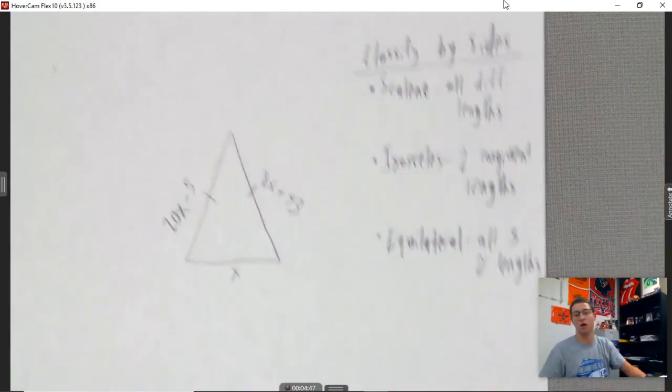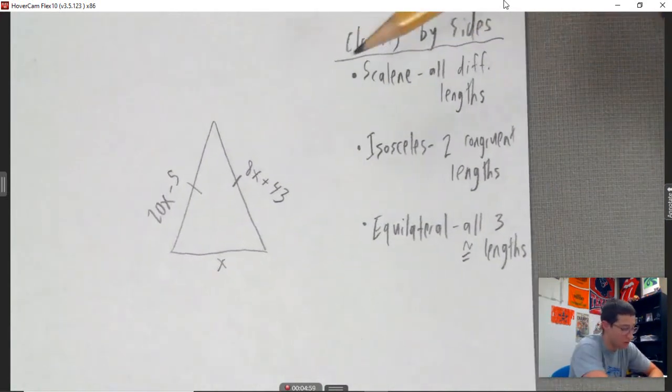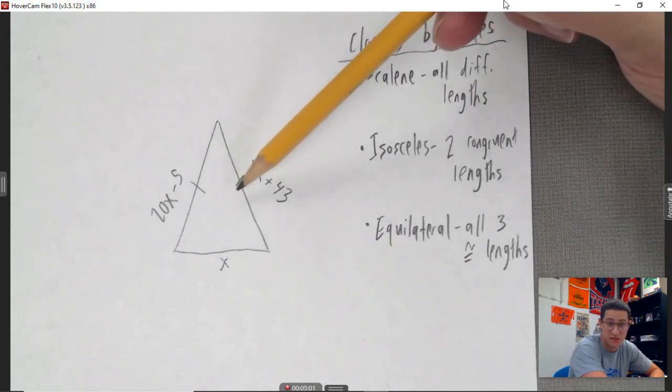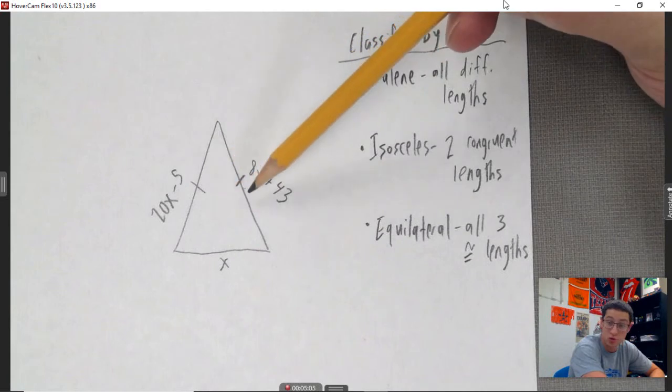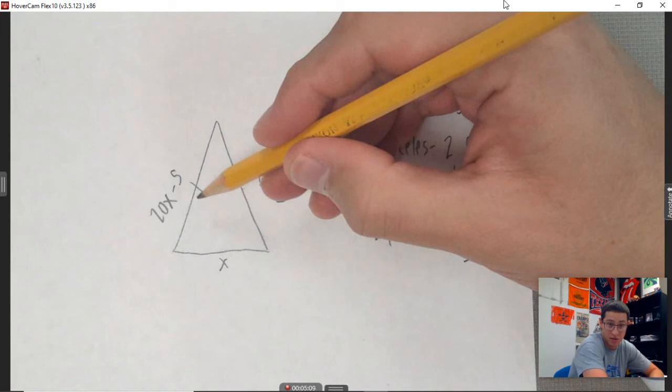Okay, so those are your options. Either they're all different, you have two that are the same, or you have three that are the same. So if I'm looking at this one right here, I noticed right off the bat that I have these. Now this symbol right here, we know to be congruent. So let's just see how many different types we have that are the same.